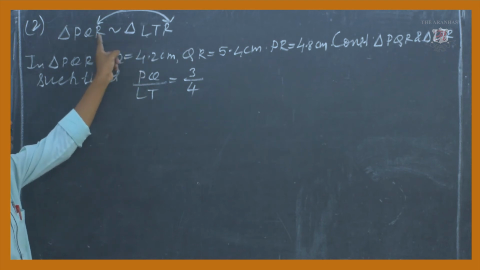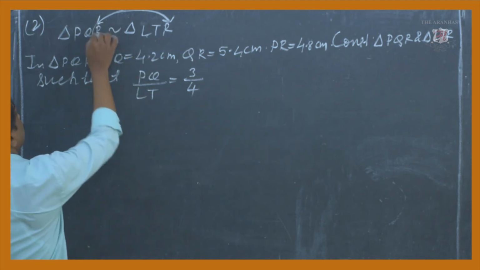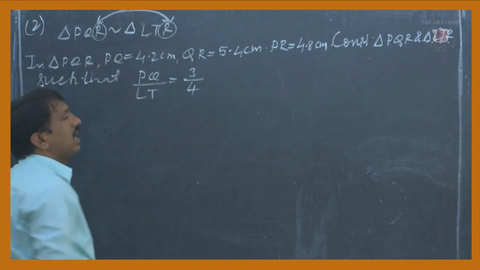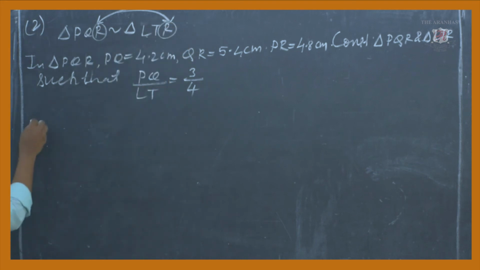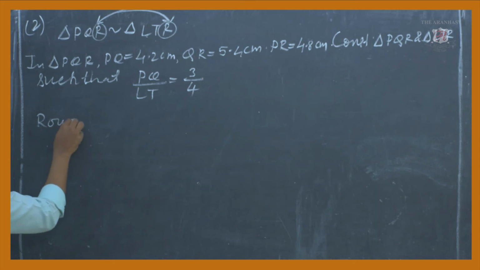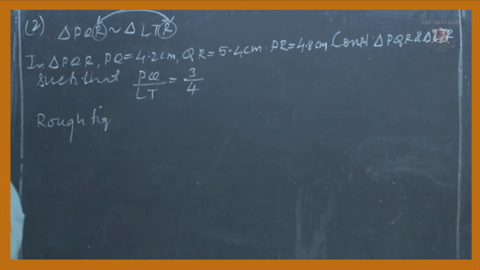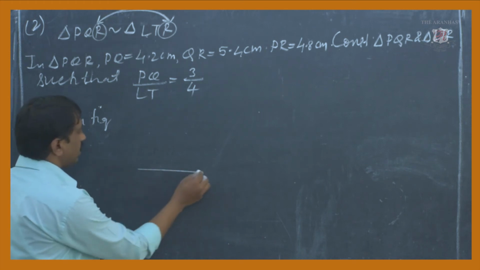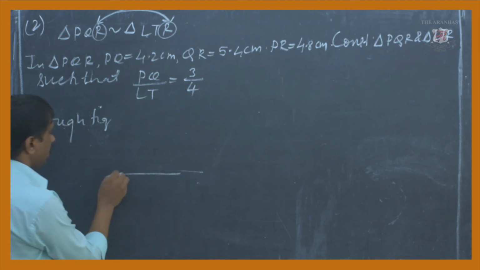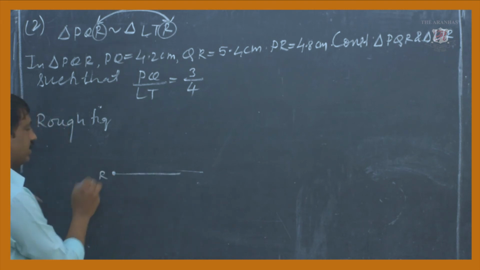So which is the common vertex in both? Here you will come to know R is the common vertex. So whenever you construct the rough figure, what has to be done? You have to consider the common vertex point. So for example, I'll start here, maybe this is the R point.